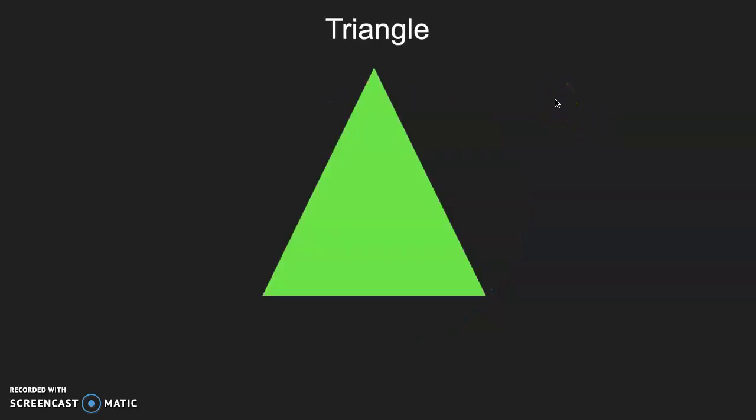Next, we have a triangle. This triangle is two-dimensional. It is flat. We can't see behind it, we couldn't pick it up. A triangle also has 1, 2, 3 sides and 3 angles.